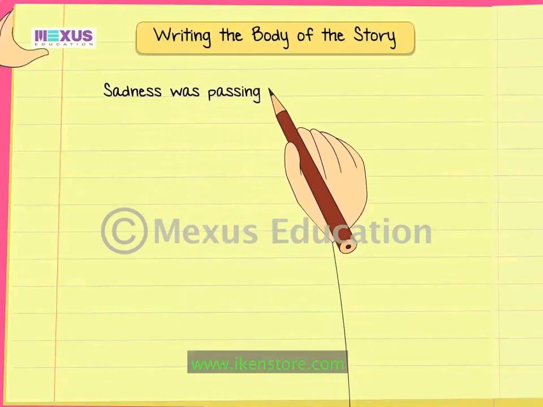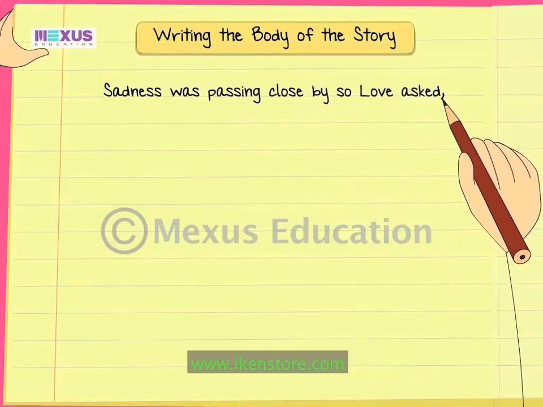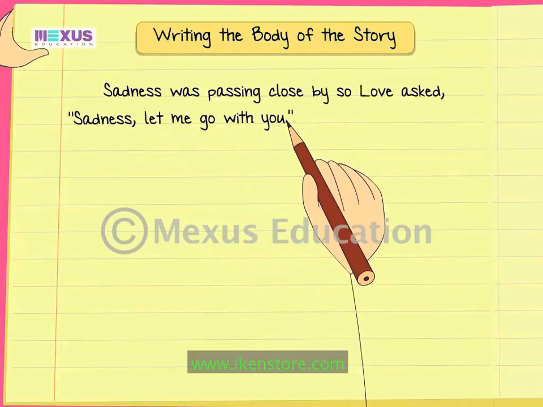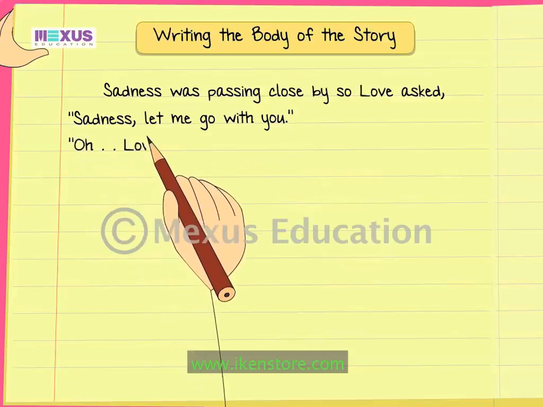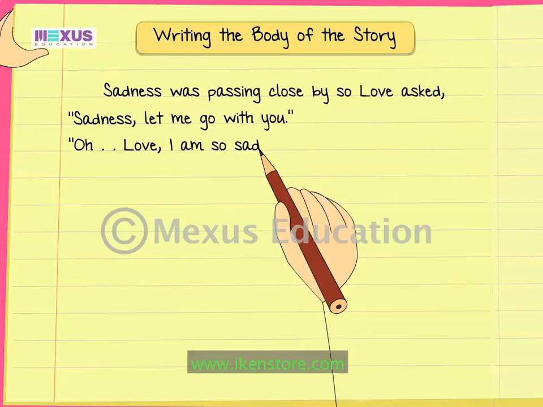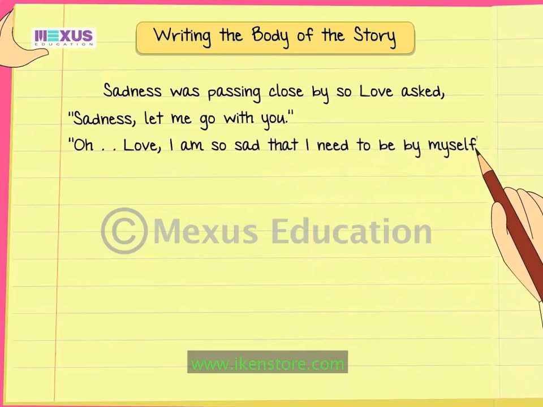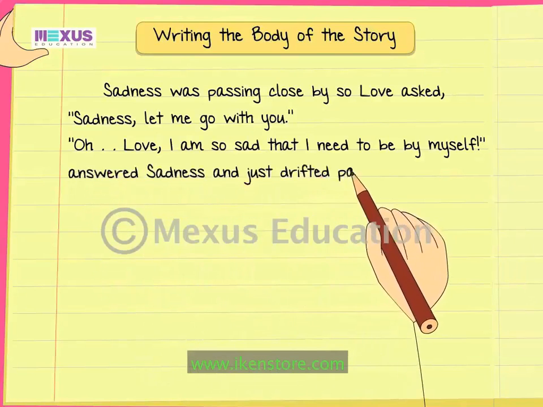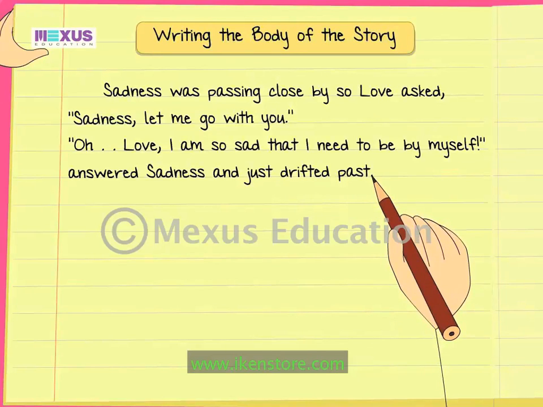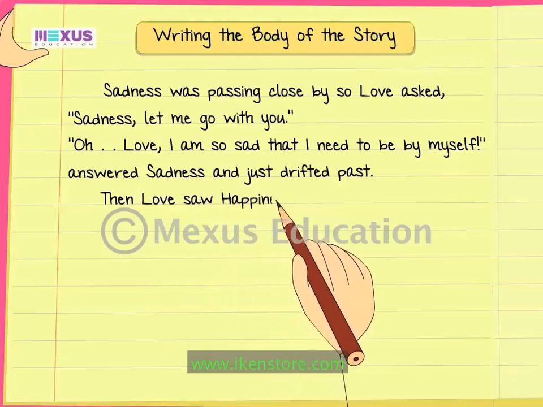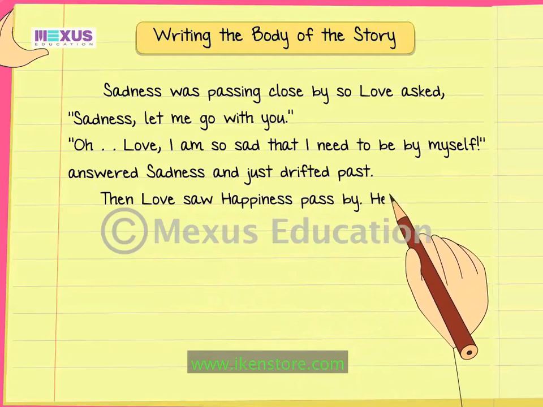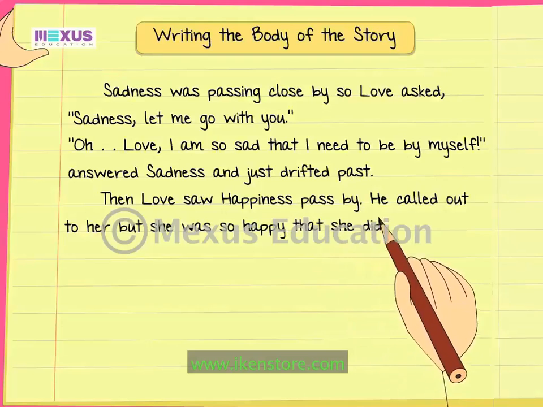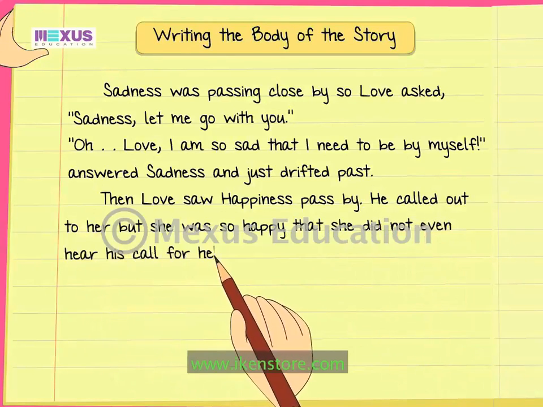Sadness was passing close by, so Love asked, "Sadness, let me go with you." "Oh, Love, I am so sad that I need to be by myself," answered Sadness and just drifted past. Then Love saw Happiness pass by. He called out to her, but she was so happy that she did not even hear his call for help.